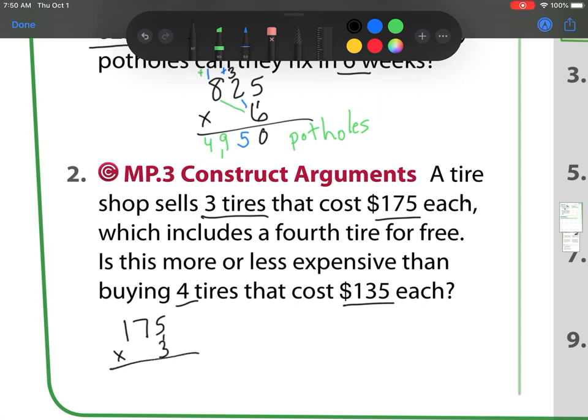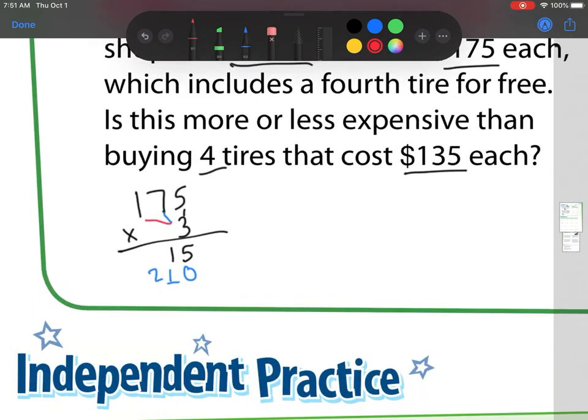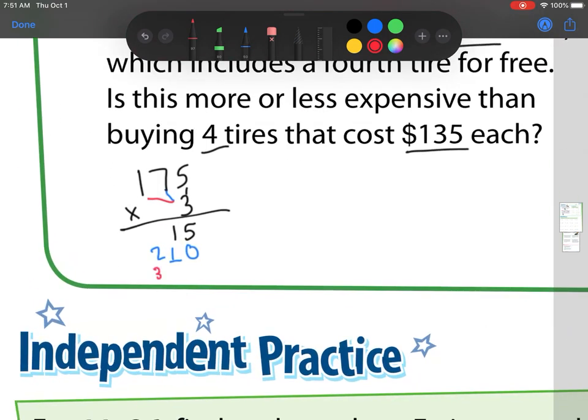So we have 3 times 5 is 15. 3 times 70, so I start in that tens place value, is 21 plus that 0, and our last one, 3 times 1 is 3. I start in that hundreds place value, so this is my hundreds, and add those 2 zeros. So now let's add them up, 5, 2, 5. So this one is going to cost 525.